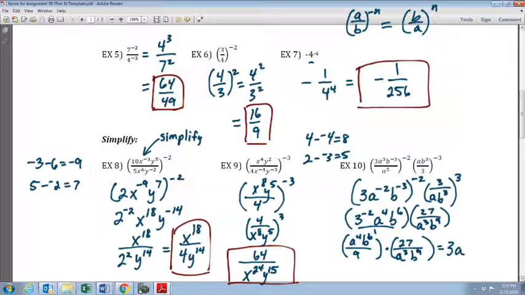And then we have b to the 6th over b to the 9th. 6 minus 9 is negative 3. We get b to the negative 3, and we're going to want to move that base downstairs. So we end up with 3a over b cubed.